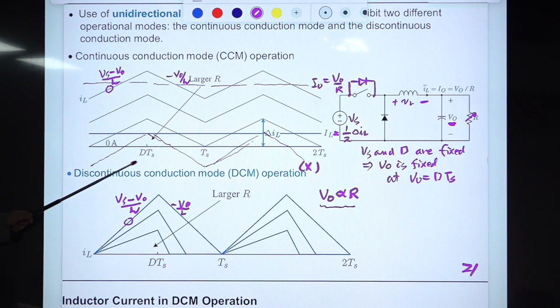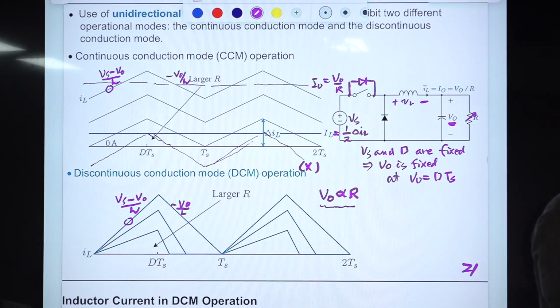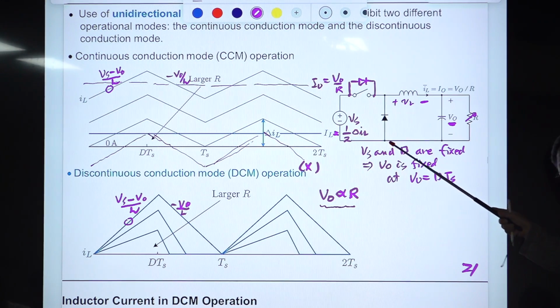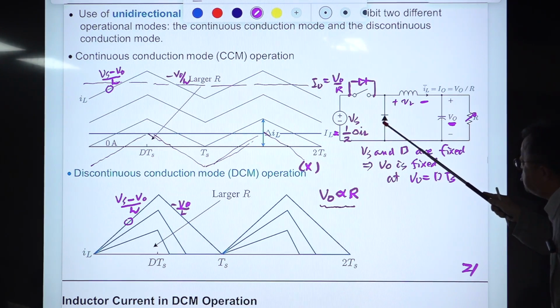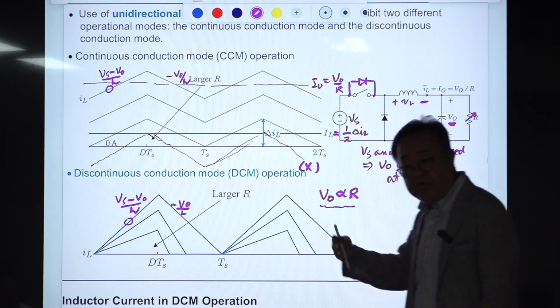Why did this happen? Because you are using unidirectional switches, a MOSFET and a diode. To avoid this, you can use a MOSFET here, which operates in complementary fashion. When this switch is turned on, this one is turned off, and it works as the MOSFET and diode pair. When this is turned off, this MOSFET switch is turned on, and it works as the diode turn-on time of the conventional mode. Then this DCM operation is gone.